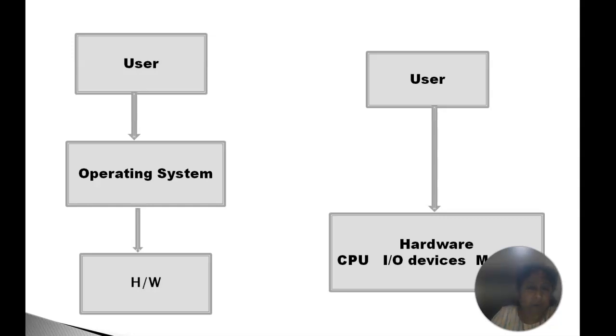So when the operating system is there and the user is interfacing with the help of the operating system, there is no need to write code to access the hardware. The user can write a program as an application program, and the operating system will generate the system call and access the hardware.